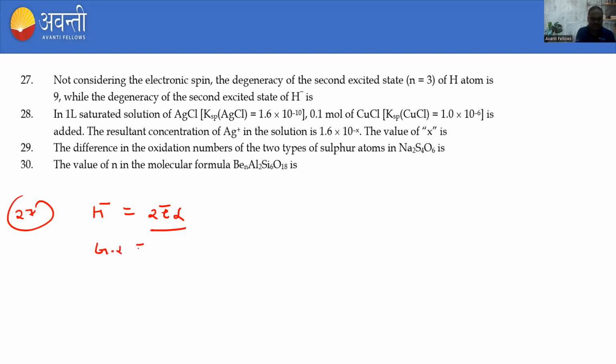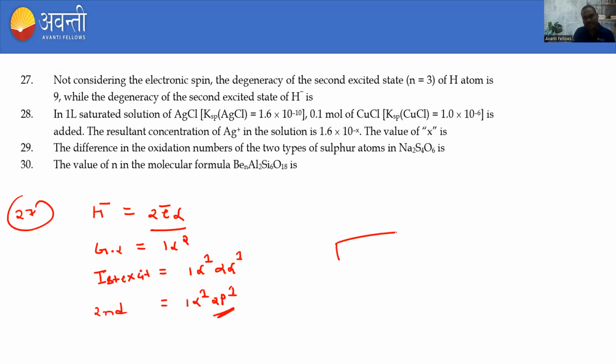So in ground state, the electronic configuration is 1s2. Similarly for the first excited state, the electronic configuration is 1s1 and 2s1. Similarly, in the second excited state, it will be like 1s1 and 2p1. So in the second excited state, the electron is in the p orbital. So it has a 3 degenerate orbital, right? That is px, py, and pz. So the correct answer is 3. Now, move to the next question.